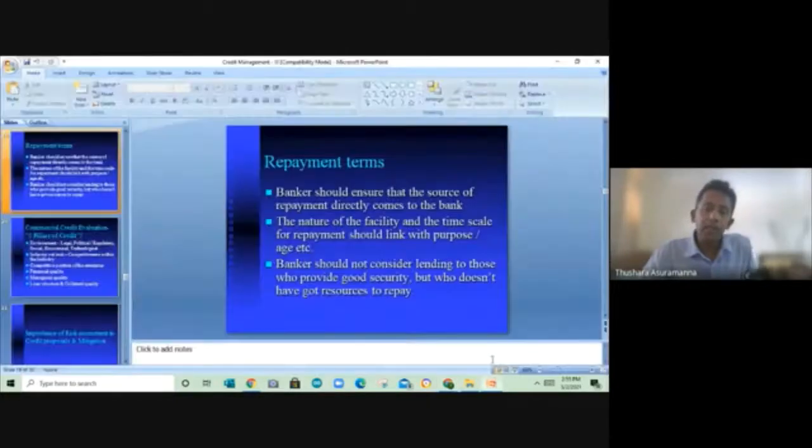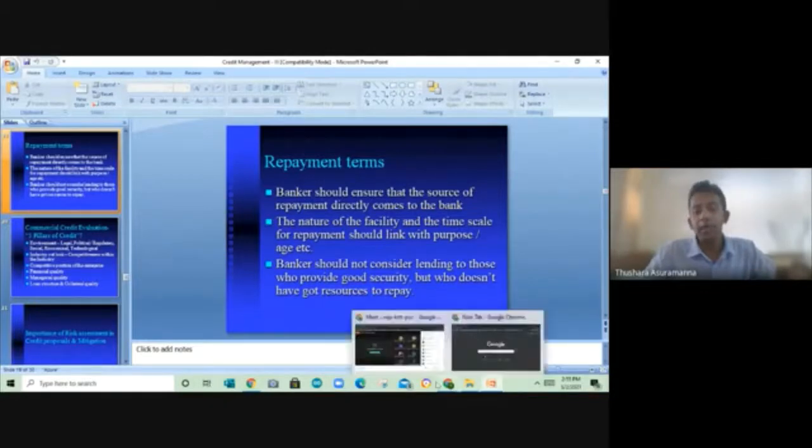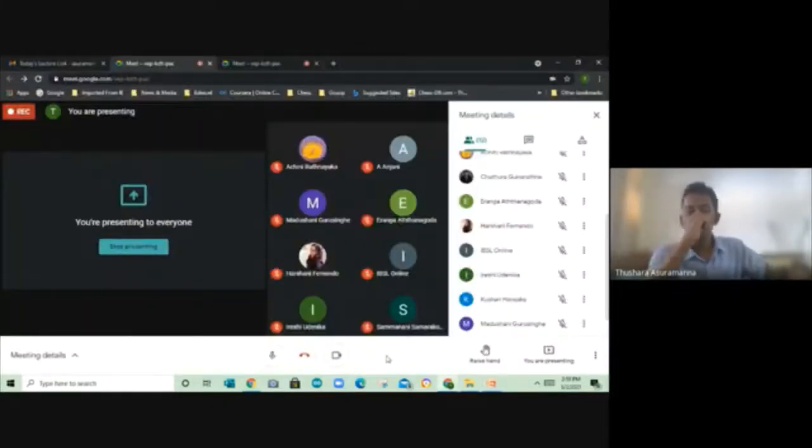Last one: consider lending to those who provide good security but who don't have the resources to repay. Very important, right? Sometimes we might tend to approve credit for people who provide very good security. You say, boss, we have a very good land, good property, 50% of the land, why don't we give? No, that's wrong. Always think about the first way out, cash flows. The client should ensure that he or she generates adequate cash flows to service the debt.